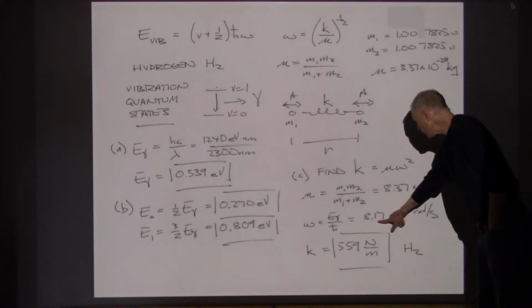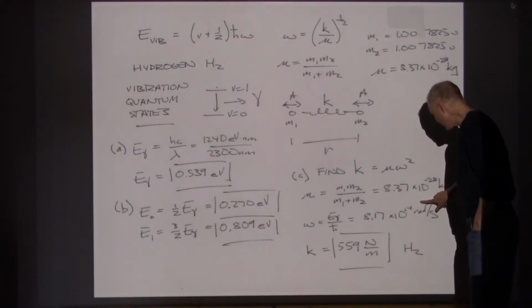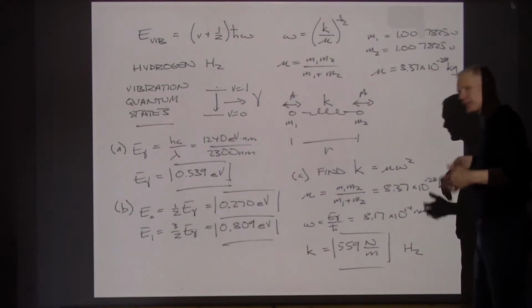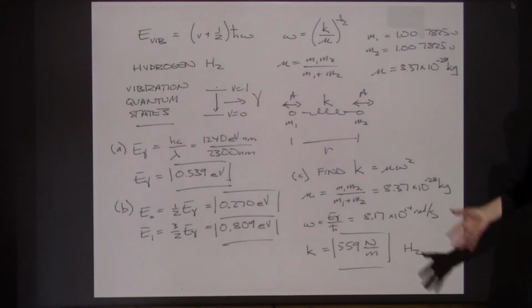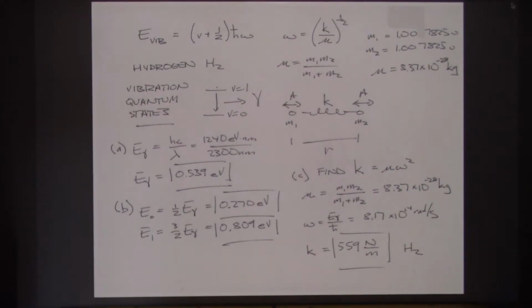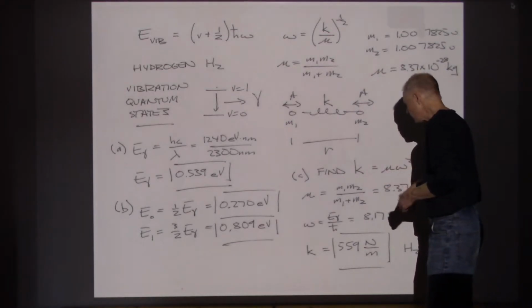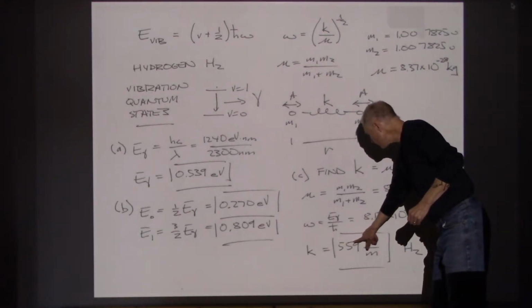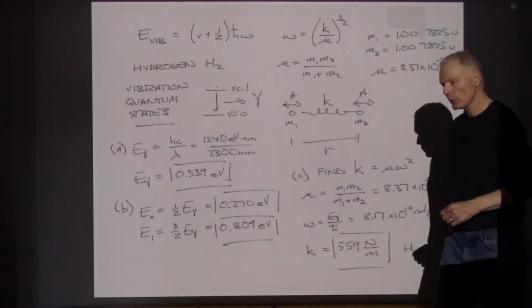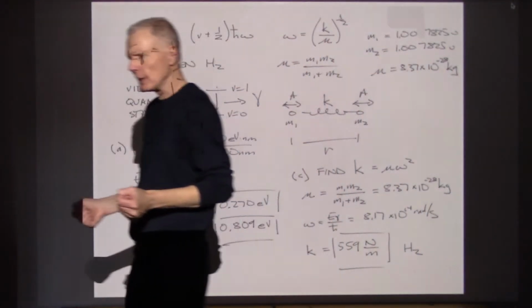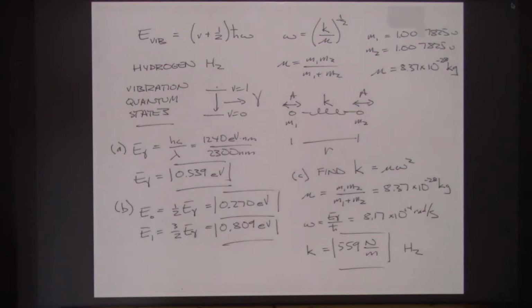And that gives us 8.17 times 10 to the 14th radians per second. The nice thing about being in radians is we can drop it when we don't need it anymore. Radians are unitless. And so the K value calculated from here, everything's in standard units, is 5.59 newtons per meter. That is how stiff the bond is in an H2 molecule.